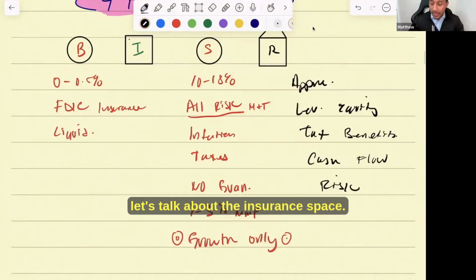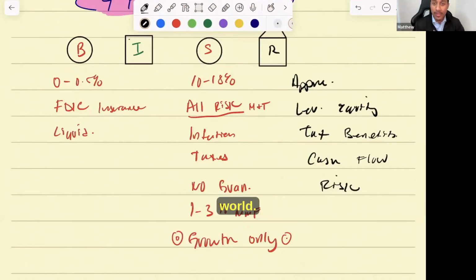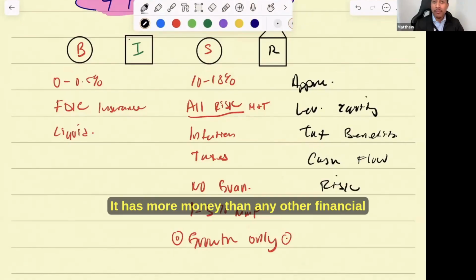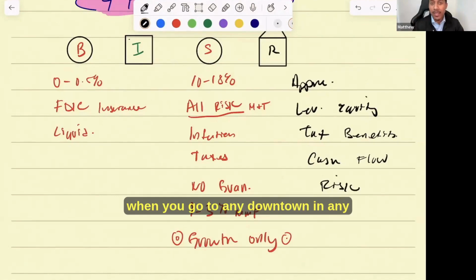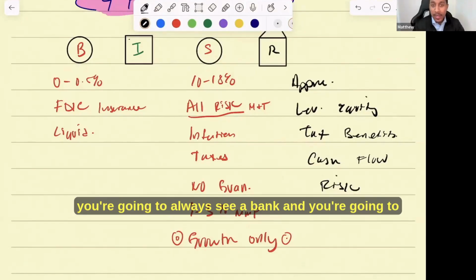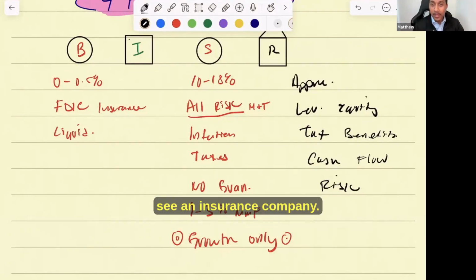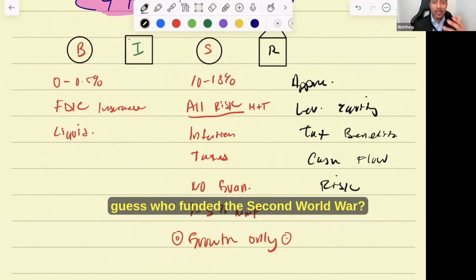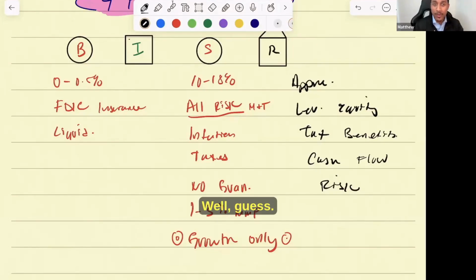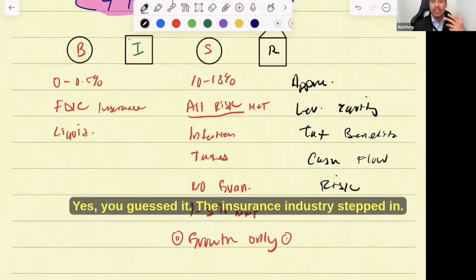Now, let's talk about the insurance space. The insurance industry is the most financially stable institution in the world. It has more money than any other financial sector. Did you know that? Just look at any downtown in any major city and look up in the sky, you're always going to see a bank and an insurance company. Do you know that when it came to the Second World War, when our war bonds were no good, our country didn't have any money? Guess who funded the Second World War? Yes, you guessed it. The insurance industry stepped in.